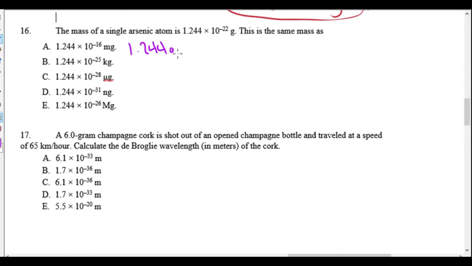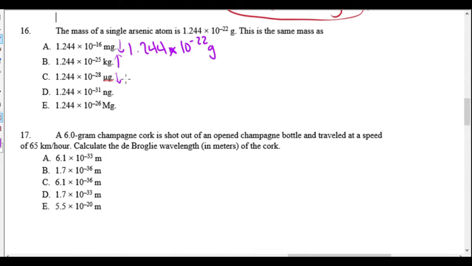1.244 times 10 to the negative 22 grams. We want to figure out what that is in these units. So the first thing to think about is that's that many grams. If we go to milligrams, this number should go down. Or I guess I should write that right here. The exponent should go down here. It should go up here because we're talking about going from a small number to a larger number.